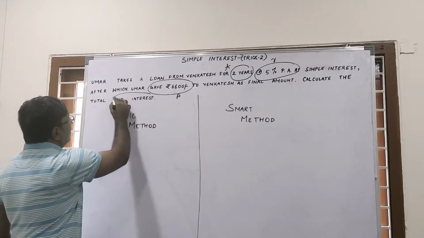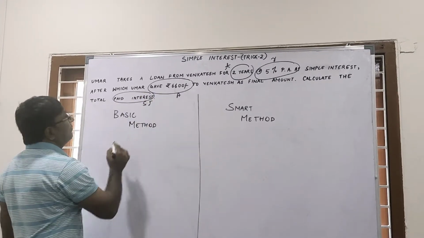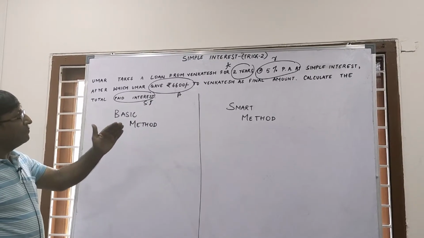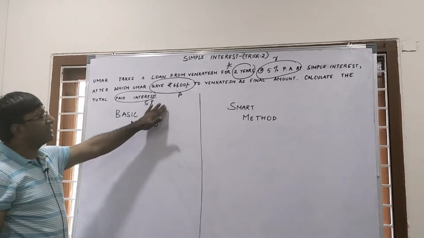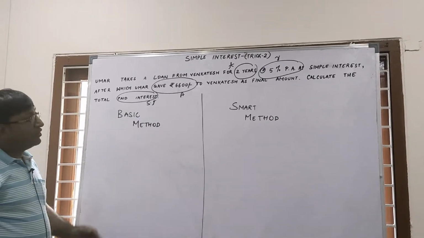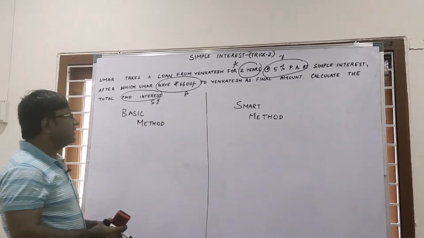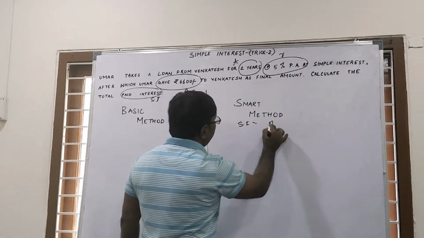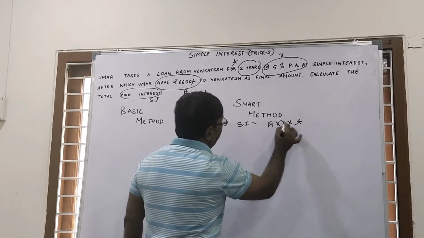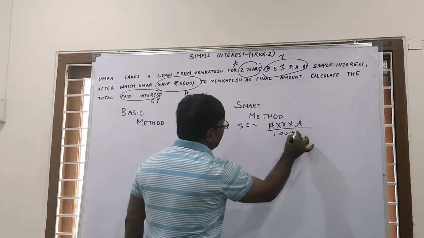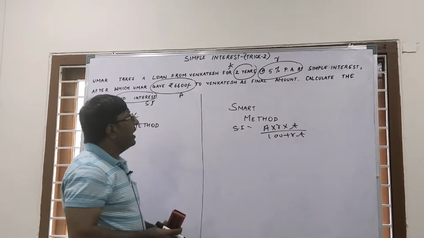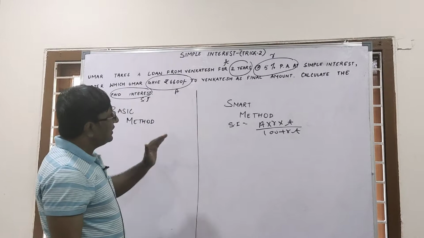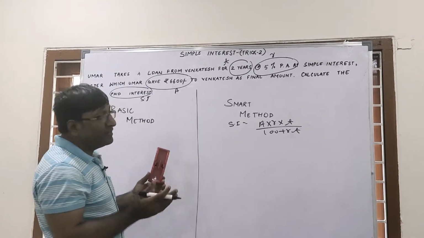That means you have to find simple interest. This is the question where time is given, rate of simple interest is given, and amount is given. We have to find simple interest. So the smart and technical method is the formula: simple interest equals A multiplied by R multiplied by T upon 100 plus RT. This is the technique when amount, rate and time are given, so you can find simple interest.